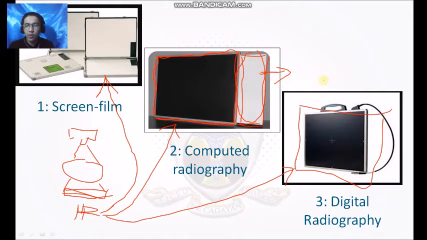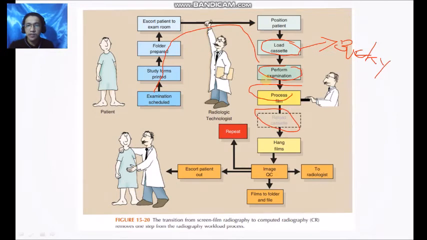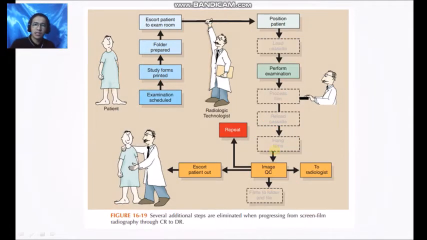It will be fed towards the processor. So the processor will automatically get this one, and then it will be exposed to laser light, and then the image will be processed. Okay, so that is for the CR, for the computed radiography. So other than that, same lang gihapon ilang processes. And for this time, for the digital radiography, several additional steps are eliminated when progressing from screen film radiography through CR and then DR nga mga system.